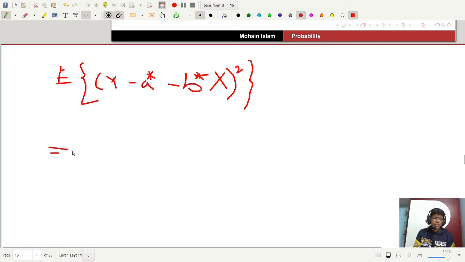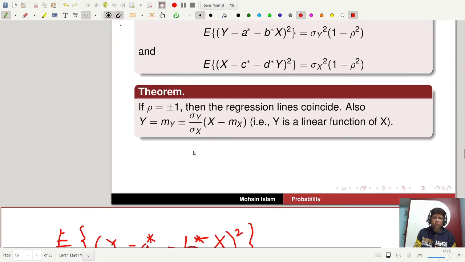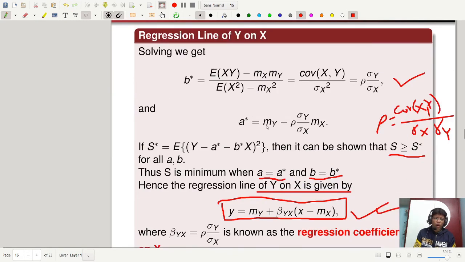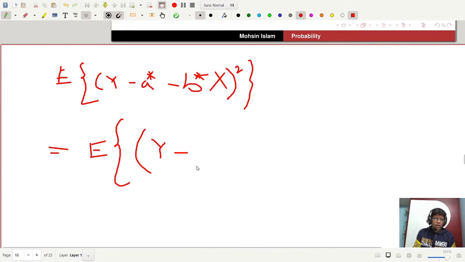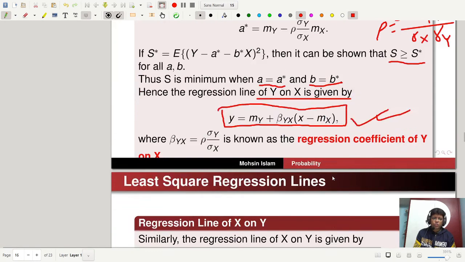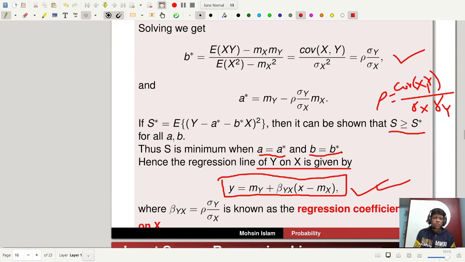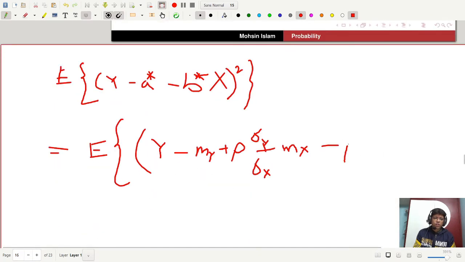You can write expectation of y. What is your a star? You got the value of a star: a star is my minus rho sigma y by sigma x mx. So you write here my plus rho sigma y by sigma x into mx, and b star x. What is your b star? Your b star is given by rho sigma y by sigma x, so you write rho sigma y by sigma x into x.